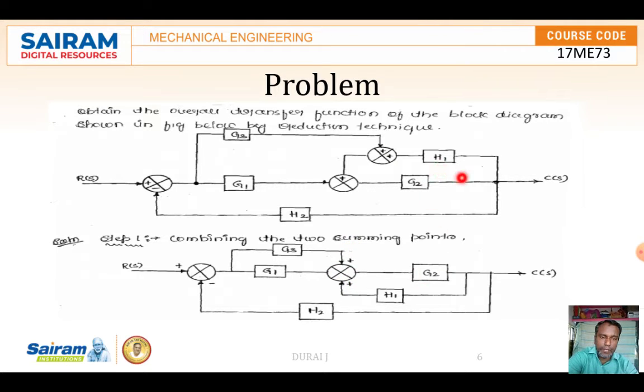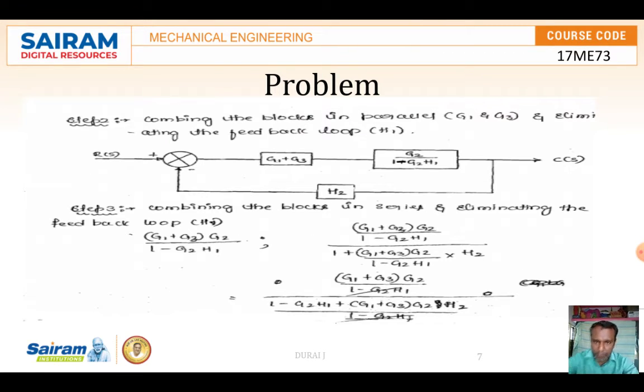This feedback loop comes down, and this one comes to the top. Now these two are in parallel, and these two are in feedback, so you can eliminate them now itself. Parallel means we add, so this becomes G1 plus G3. Eliminating the feedback loop gives G2 divided by 1 minus G2 H1, into H2. These two will be in series, so we multiply: G1 plus G3 into H2 divided by 1 minus G2 H1.